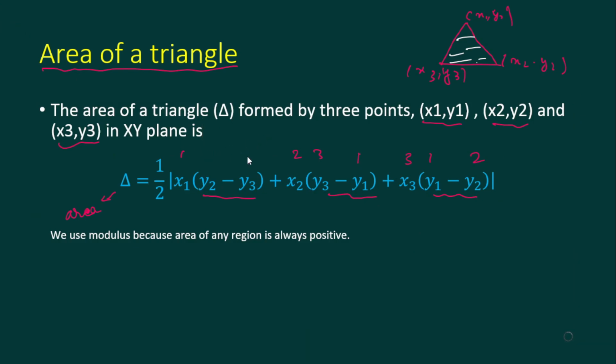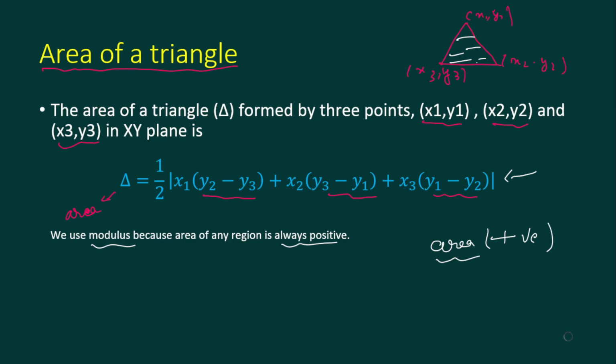You can see that we have used a modulus here. Why have we used the modulus? Because when we talk about area, we know that area is always positive. No area can be negative, so we use the modulus to avoid the negative sign. As area is always positive, we use modulus. We have studied modulus and what it does.